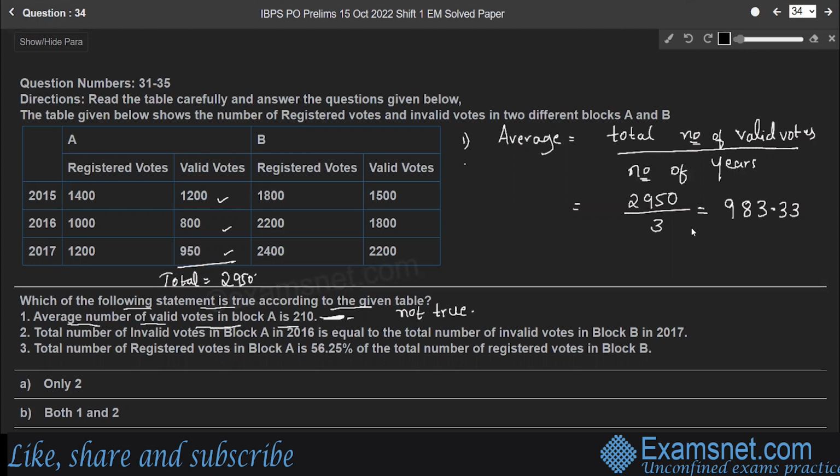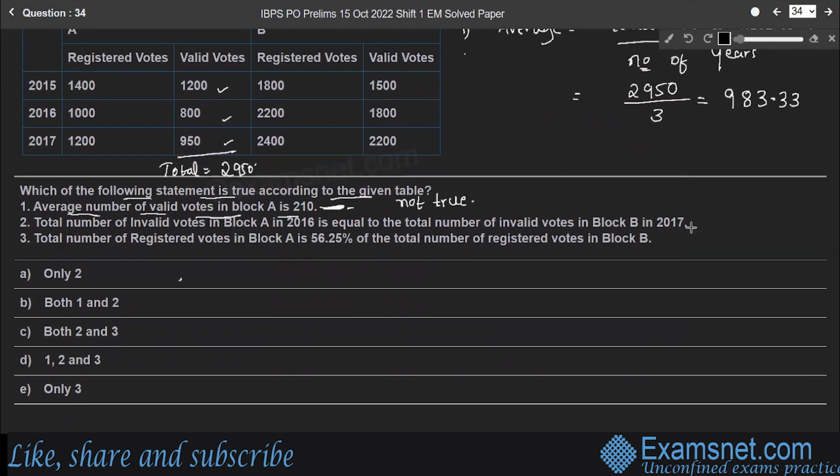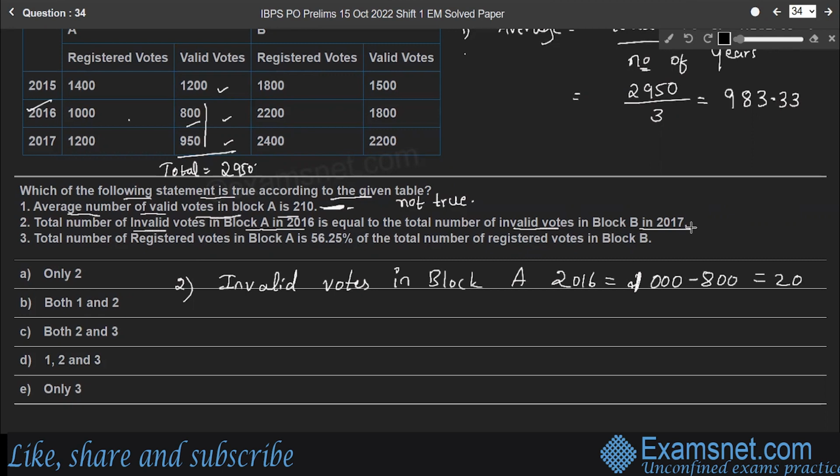Whereas the second one, we'll consider the second one here. The total number of invalid votes in block A in 2016 is equal to the total number of invalid votes in block B in 2017. In 2016, in block A, invalid votes are 1000 minus 800, which is 200. So 1000 total registered votes minus valid votes is equal to 200.